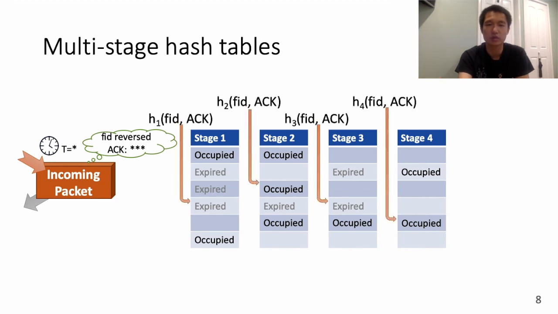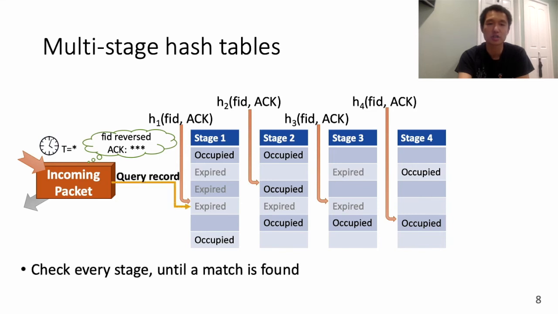Now we'll try to look up the entries in these positions. We'll check every stage until we find a match. On the first, second, and third stages, the entries are either expired or not a match. On the last stage, we find out it's a match. So we'll just subtract the timestamp and get the matched RTT. We also don't forget to erase the entry there. That completes our process for getting one RTT sample.